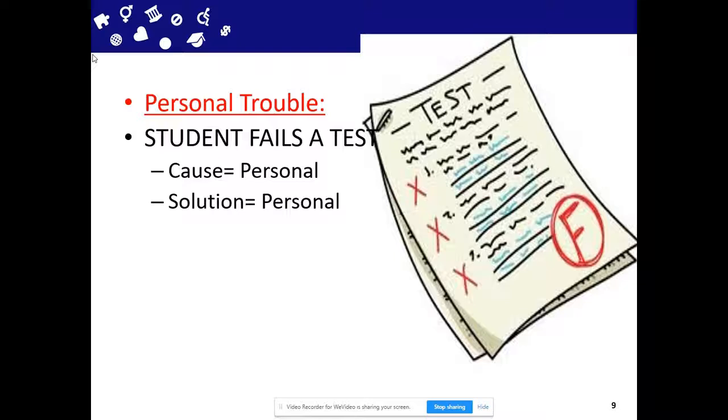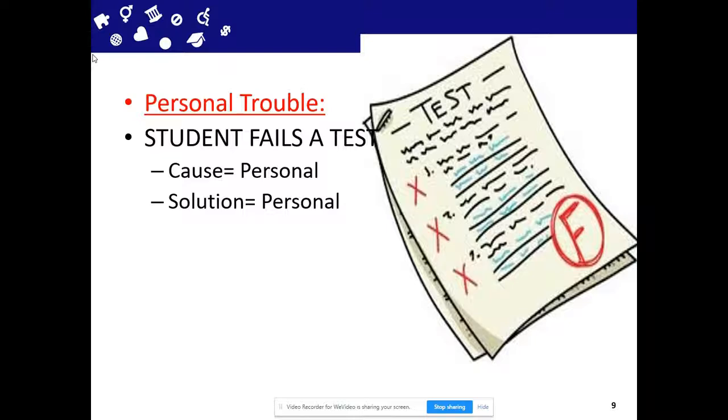So a personal trouble might be something influencing an individual, like a student fails a test. And if we're going to look at the cause of that personal trouble, we would look at it being rooted within the individual. They didn't study hard enough. They didn't go to class. They didn't take good notes. They didn't read their textbook, right? So the solution has to be personal. Well, if we fix this person, then we're going to fix their problem.